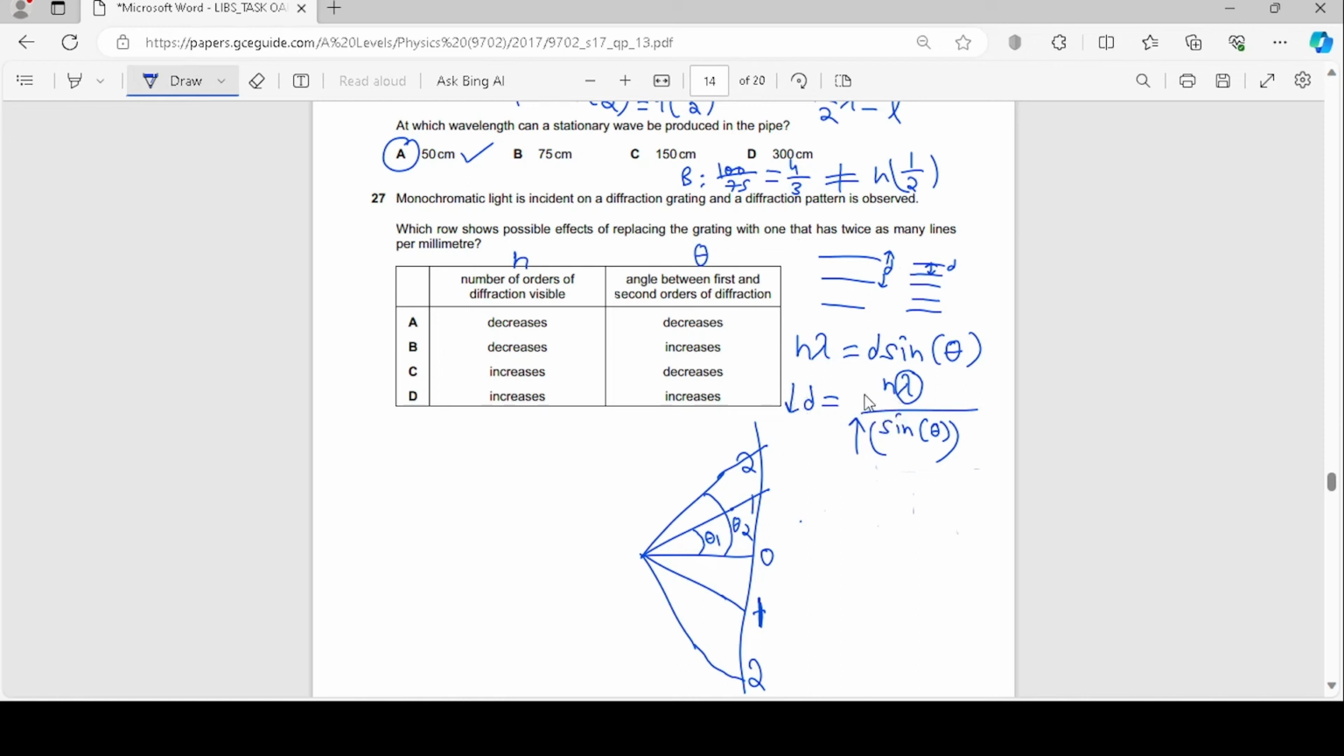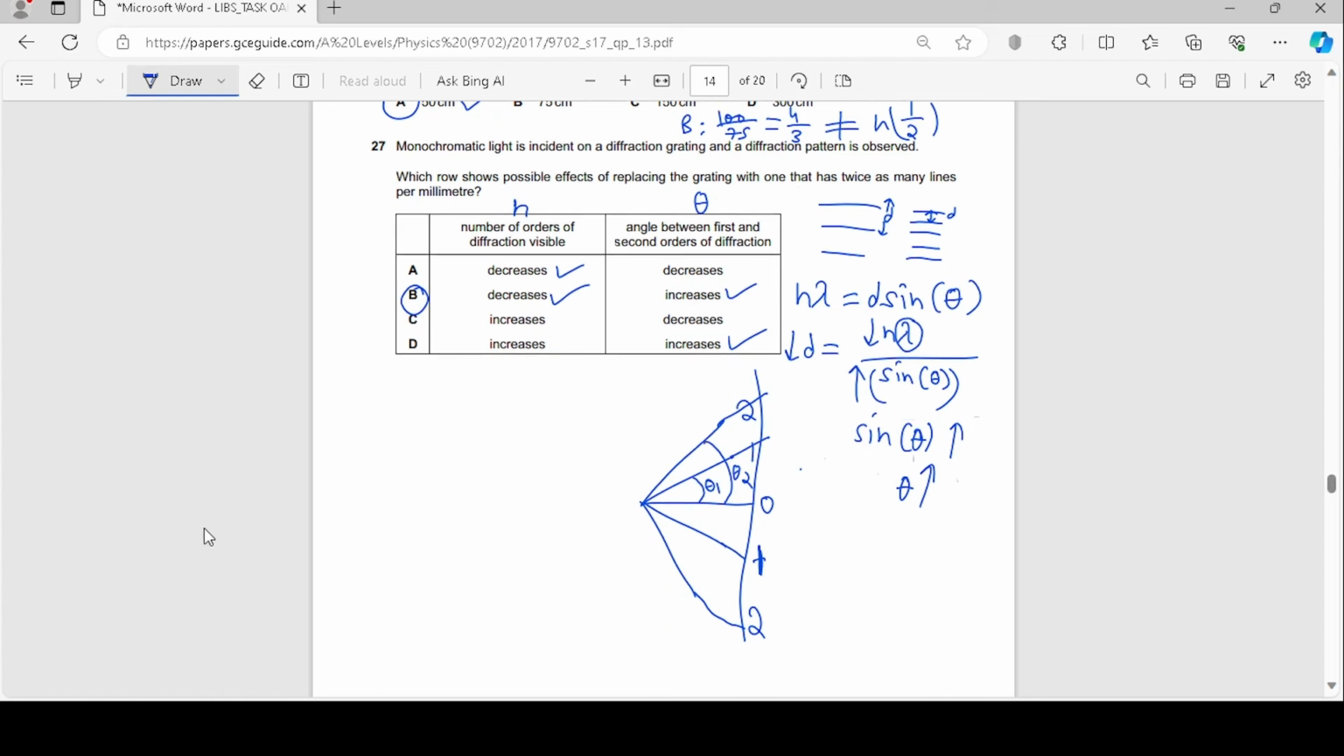So then if d decreases, then you would expect n to decrease as well. So n, you expect it to decrease, whereas sine theta you expect it to increase. And so if sine theta increases, then that implies that theta will also increase. Okay, so then your answer is going to be where there are two ticks, so that's going to be B.